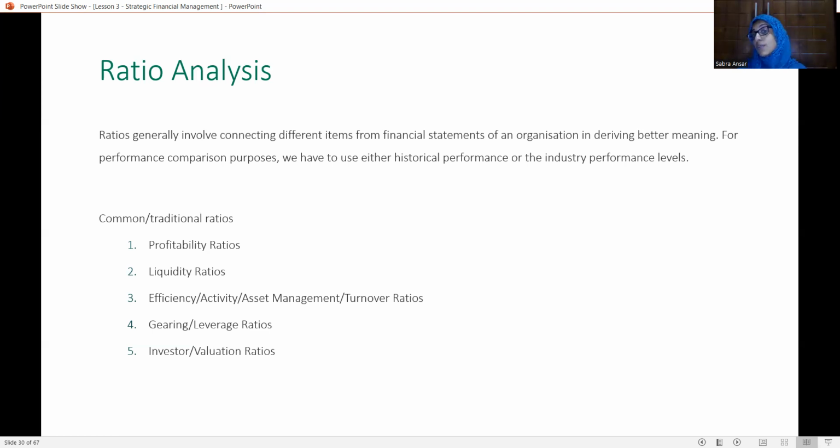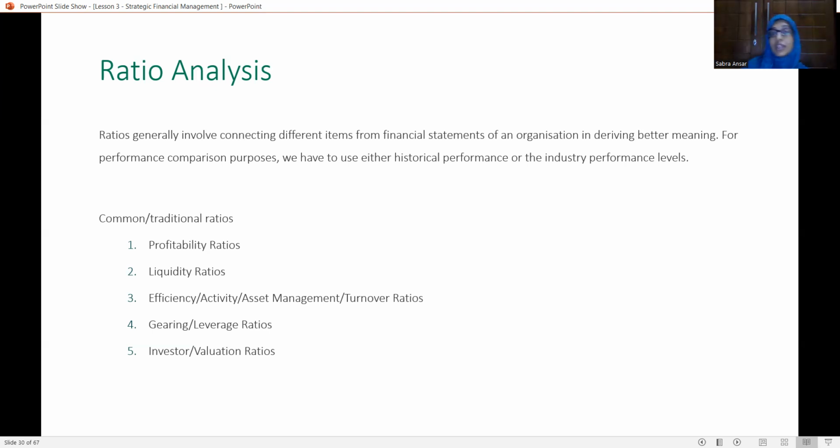So even the industry performance levels can be calculated. How? You can calculate these particular ratios, profitability, liquidity, gearing, and so forth, and do the same thing for a competitor, using the same method for the calculation. As you will understand when we move on with this lesson, when I say profitability ratio, there are different ways in which we can calculate profitability. So if we use a particular method in calculating profitability, the same method must be used for the other company or the competitor.